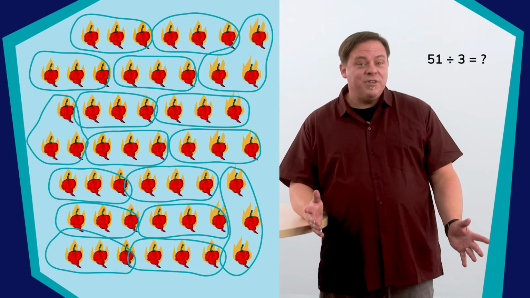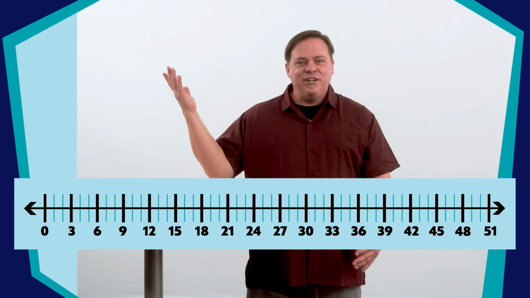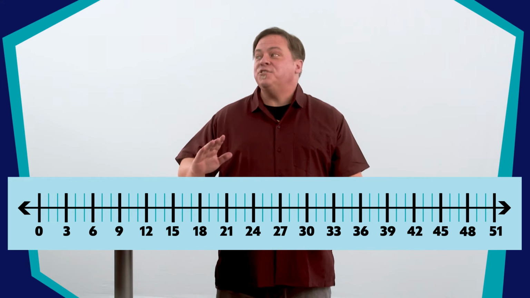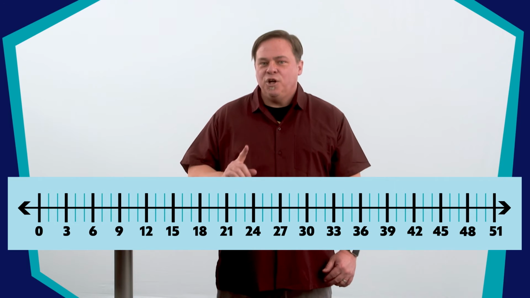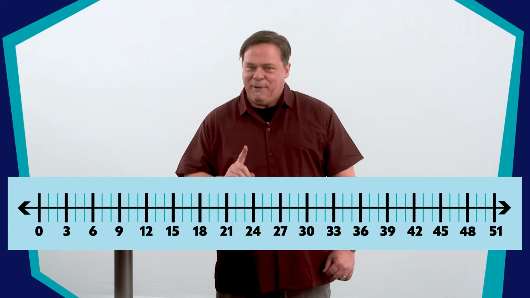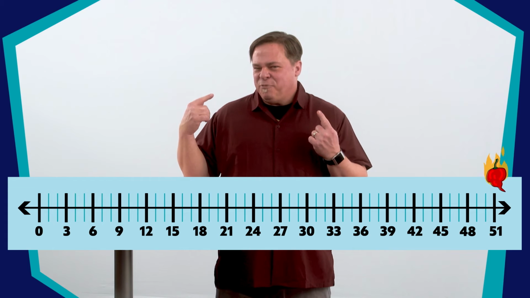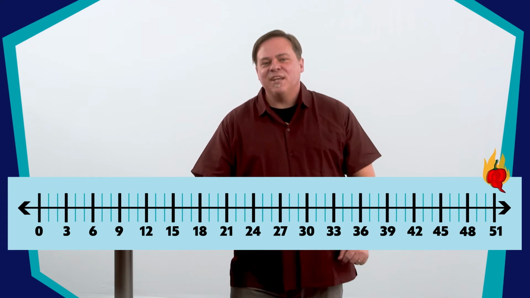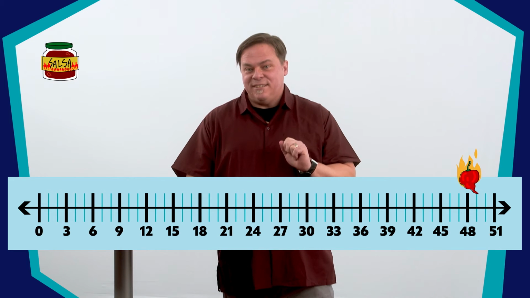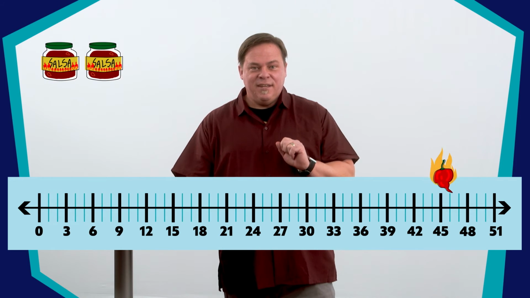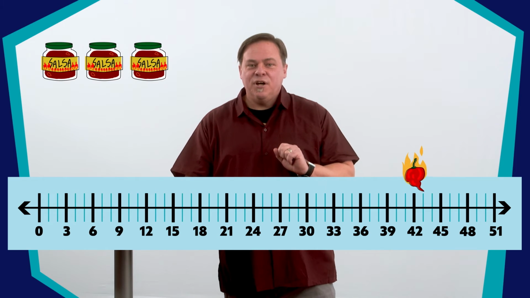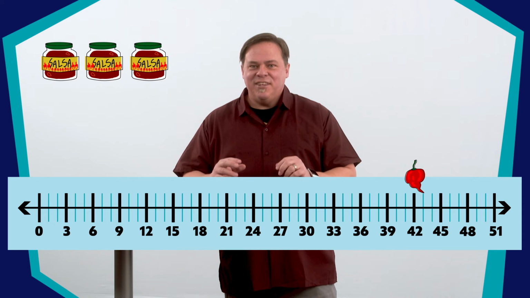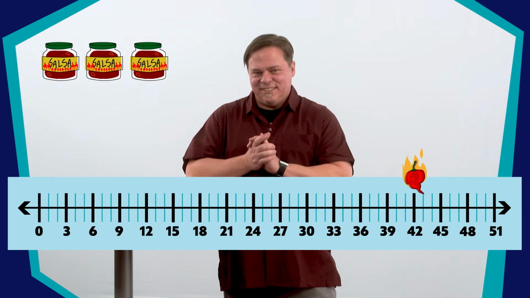We could do the same thing with a number line. Here's our number line. It starts at 0 and goes all the way out to 51. We're skip counting by 3 going backwards. That's hard for me to do in my head, but when I have a number line in front of me, it's not tricky. Our first skip goes to 48, then 45, then 42. Remember, each of these skips is a group of 3 peppers that I'll need to make a jar of salsa.